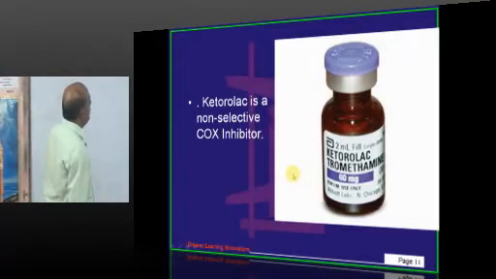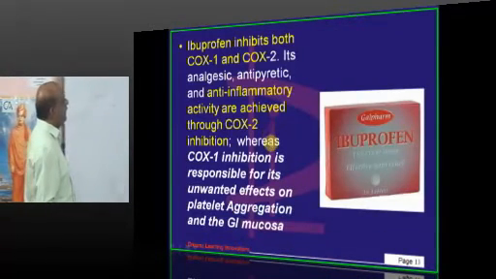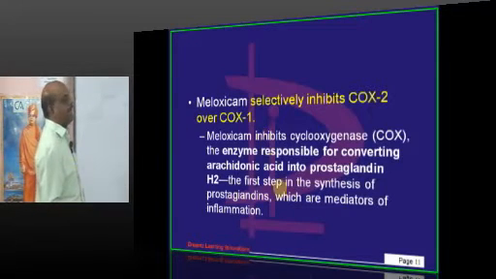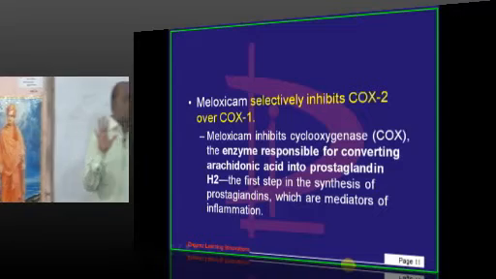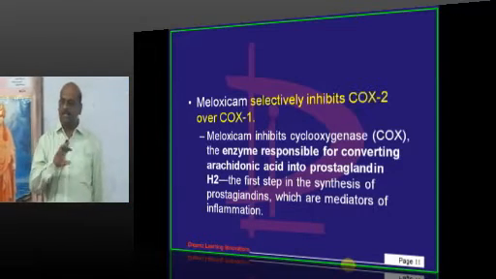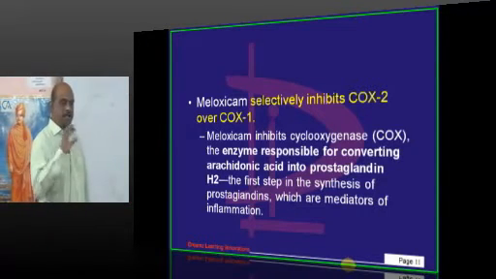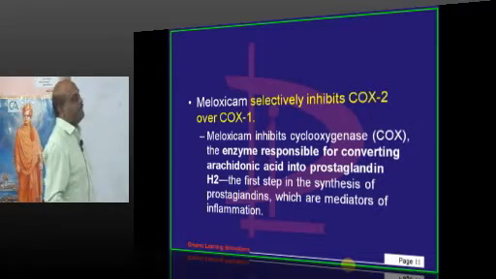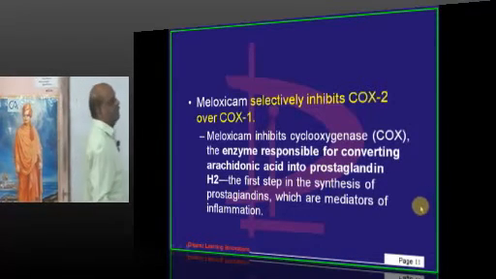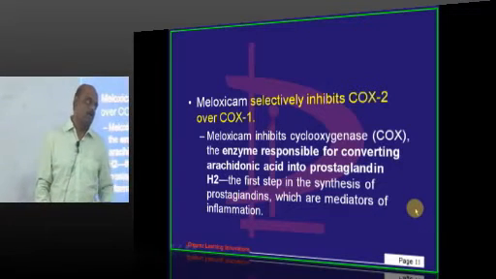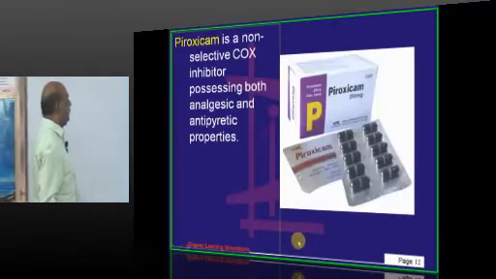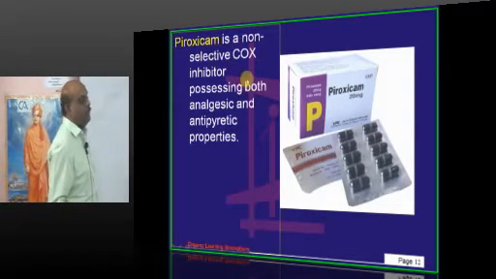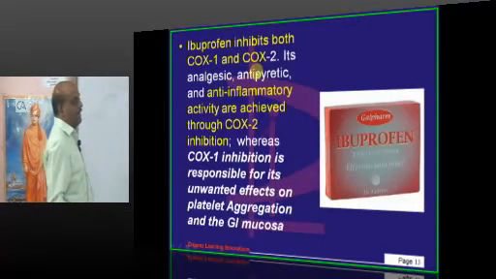So doctor, what is very important is, let's go back. Meloxicam. So every NSAID, whenever you look at it, what will you check? Is this a COX-2 inhibitor or is this a COX-1 inhibitor? That is what you will check. Meloxicam selectively inhibits the COX-2 compared to that of COX-1. So good or bad? Good. Piroxicam, it is a non-selective COX inhibitor. Good or bad? Bad.